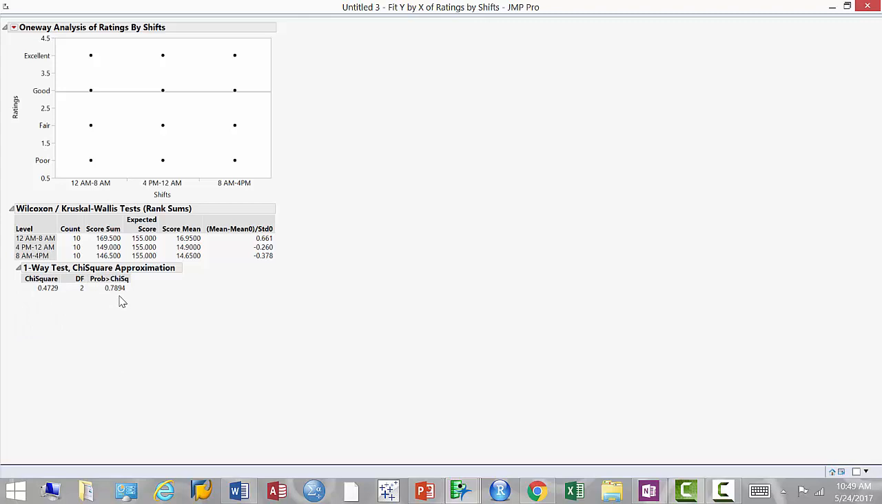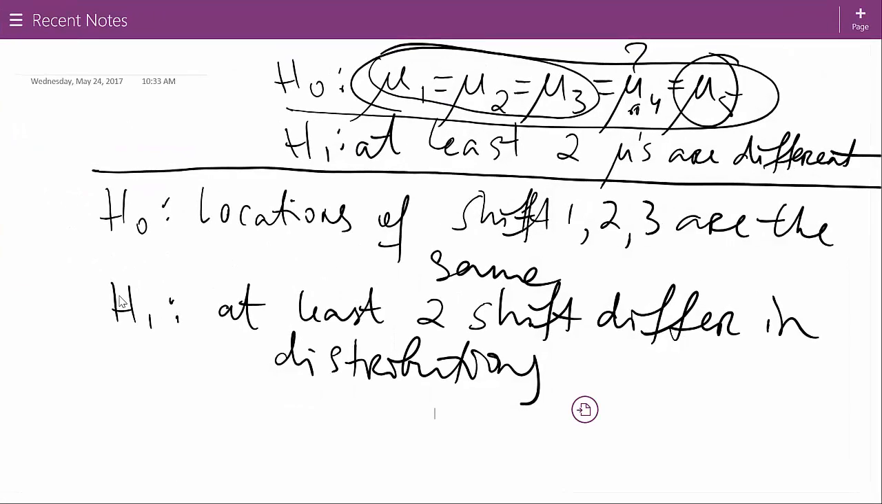0.78. So what do you think? Do I keep the null or do I reject the null? I keep the null, of course. It's a very high p-value, so I keep the null. I do not reject it in favor of the alternative.